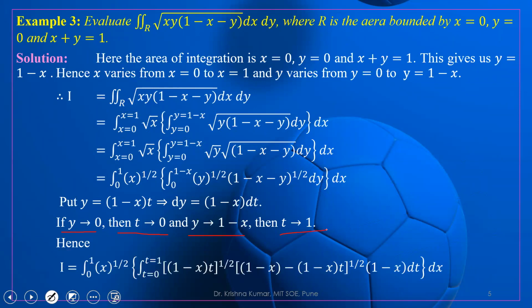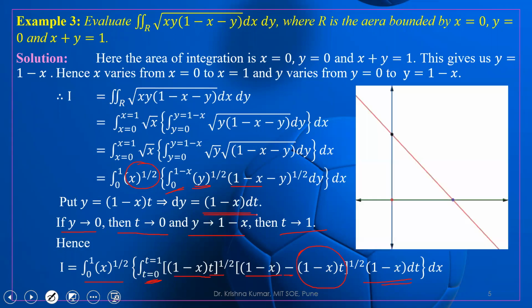Hence, I is equal to the integral from 0 to 1 of x to the power 1 by 2, and the integral with limit 0 to 1 of ((1 minus x) t) whole to the power 1 by 2, this is the value of y. And again, (1 minus x) minus the value of y, which is (1 minus x) times t, whole to the power 1 by 2. And dy is equal to (1 minus x) dt. This region is the area of integration.